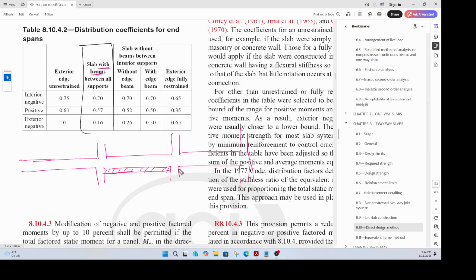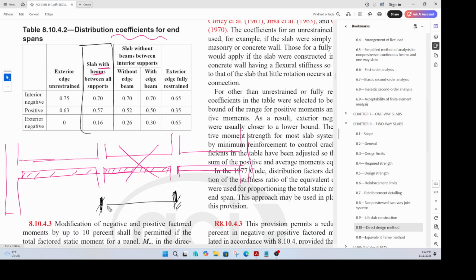So there are interior beams. Everywhere there is an interior beam between your supports, right? When that happens, again, the focus of this table is only your exterior span. So we are not talking about this span, because this span is pretty easy. This span business is very easy, because you just consider that as fixed, correct?